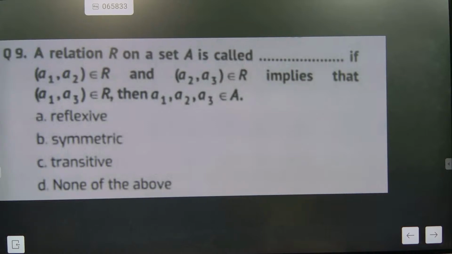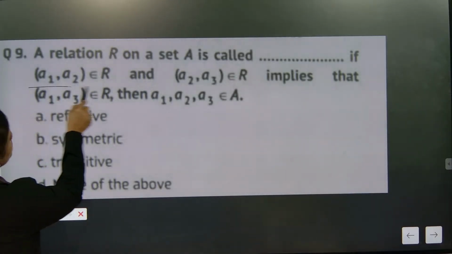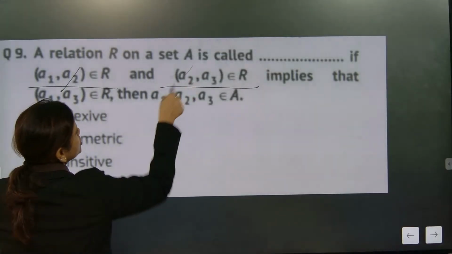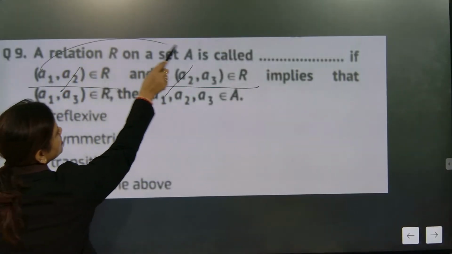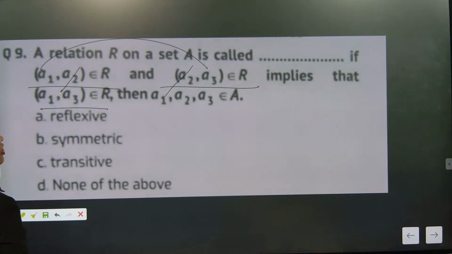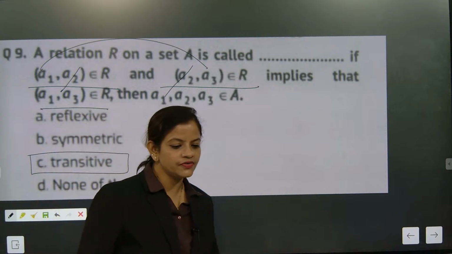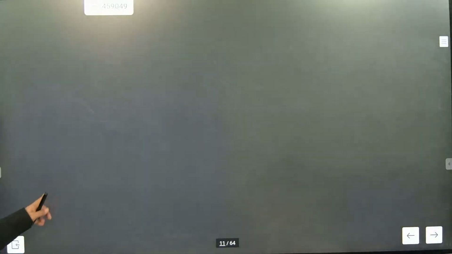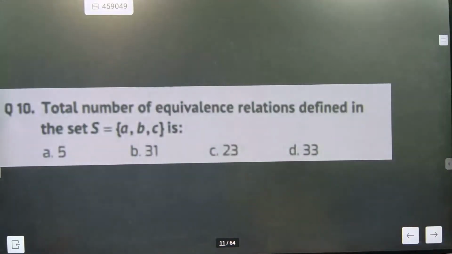A relation on a set A is called, 1, 2 belongs to R. Check. 1, 2 belongs to R. 2, 3 belongs to R. Cancel this one, Santosh. So what is it coming? That means 1, 3 belongs to R. This is which type of relation? Very good. So the answer is C. Very good, Shivaranjani. The correct answer is coming as C.